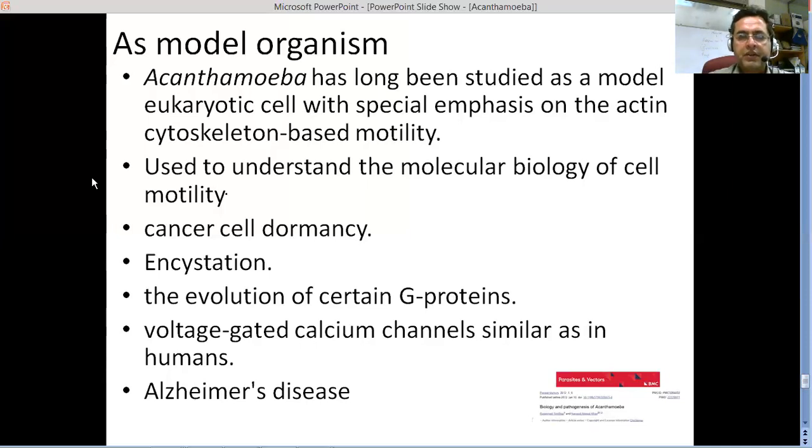And Alzheimer's disease, of course, Alzheimer's is a very important disease. It's also studied at the molecular level in this particular model. So lots of different compounds and their functions, proteins and their functions have been described by using this particular model, Acanthamoeba. So that ends today's lecture about Acanthamoeba.